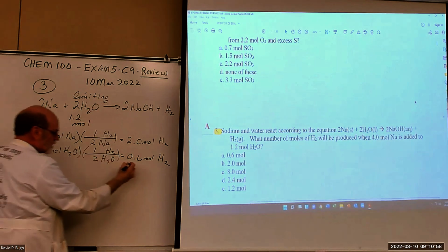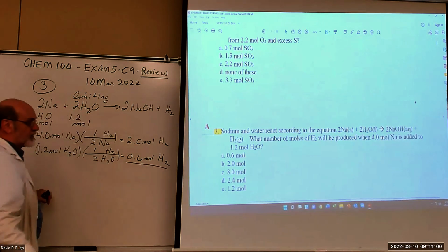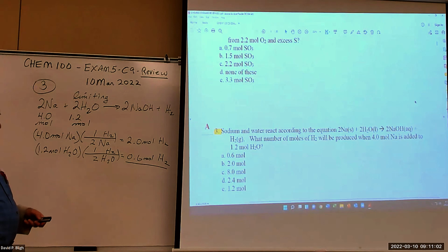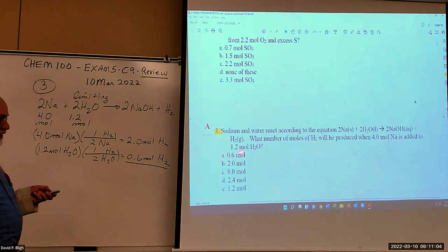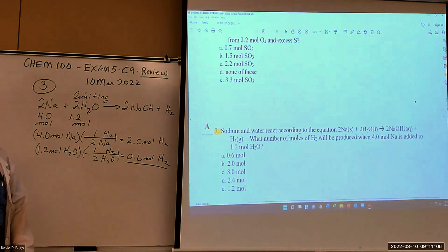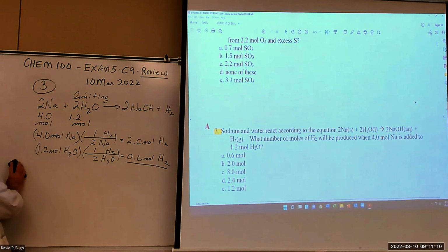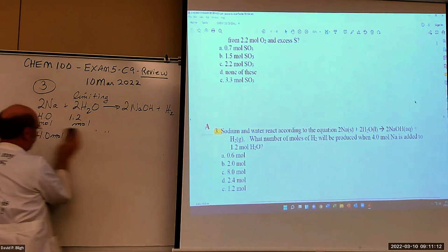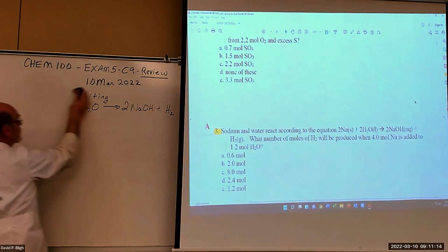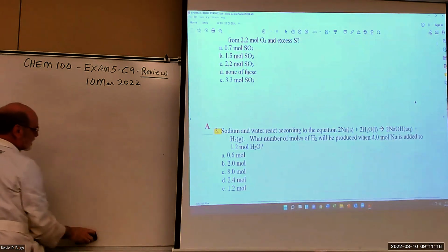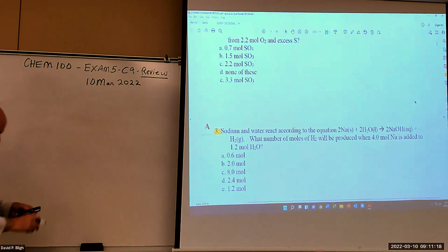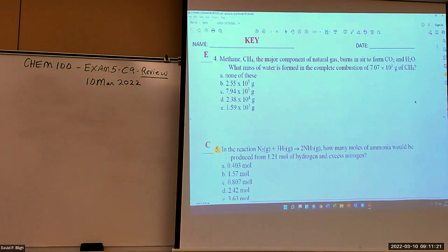That means we go with this answer. That's how many moles of hydrogen you can produce from that reaction, and that's why the answer is 0.6 moles. All right. Let's go to the next highlighted one.